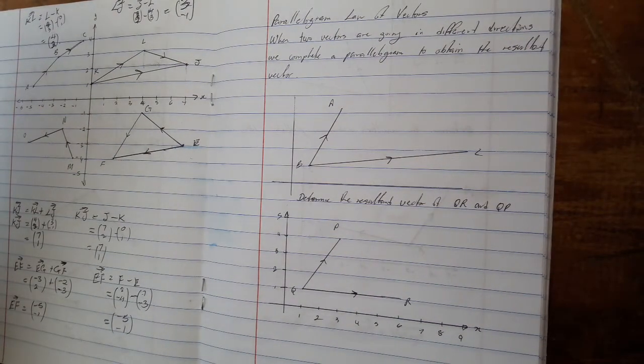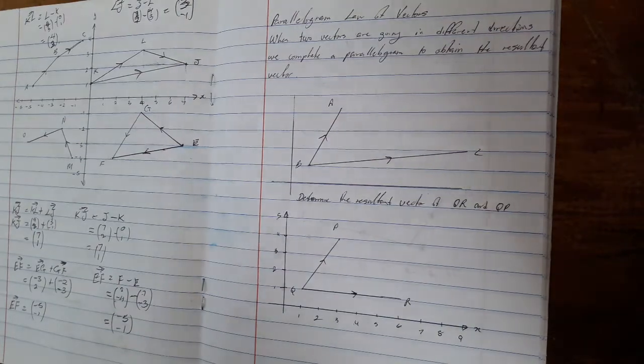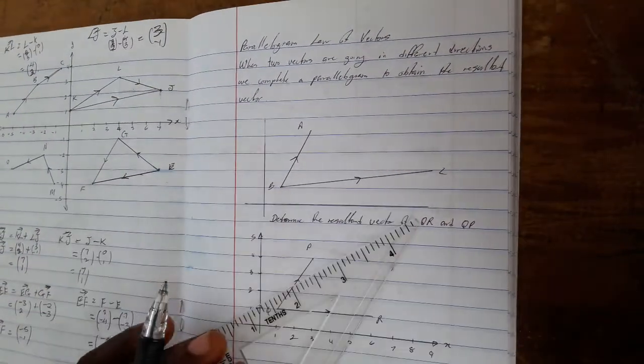The parallelogram law of vectors. I've seen this a lot. And mostly they normally ask to complete a parallelogram. So this one says when two vectors are going in different directions, we complete a parallelogram to obtain the resultant vector. Right, so how do we complete this parallelogram? There's some trick to it.